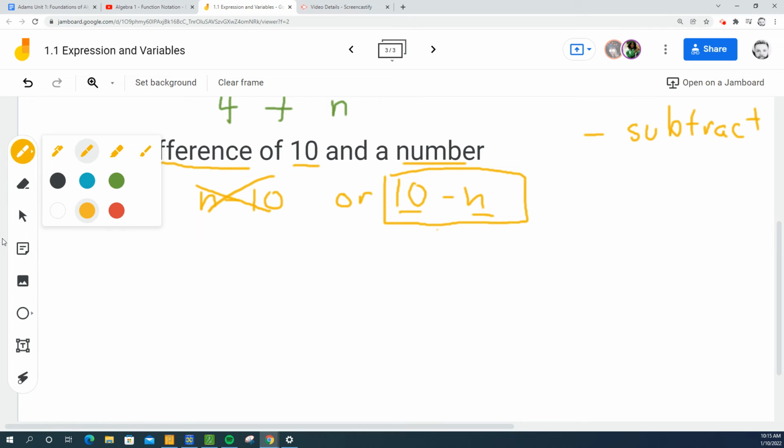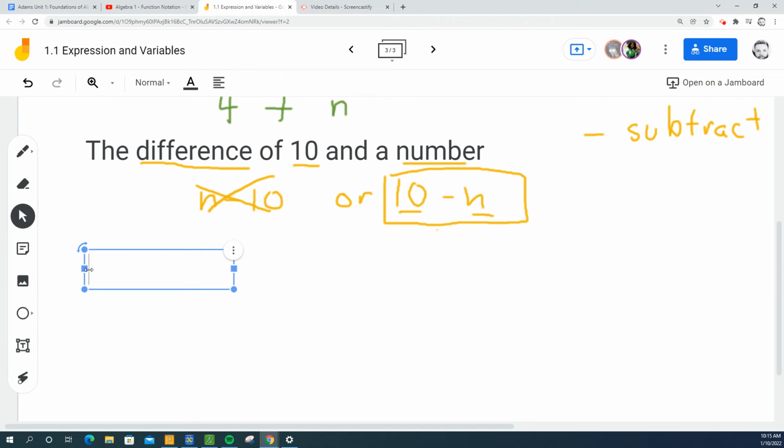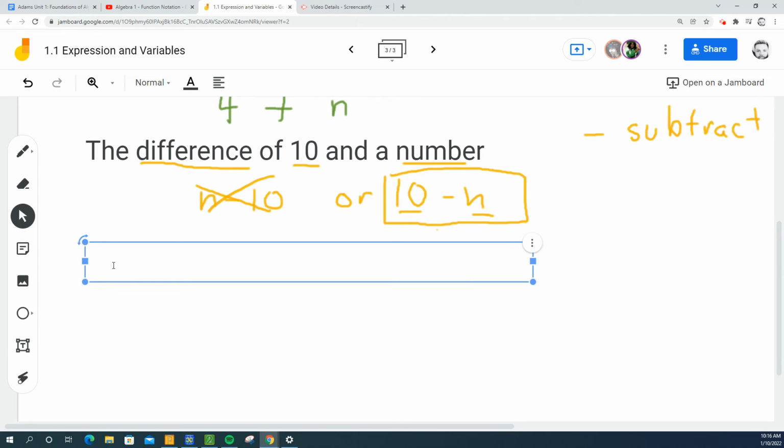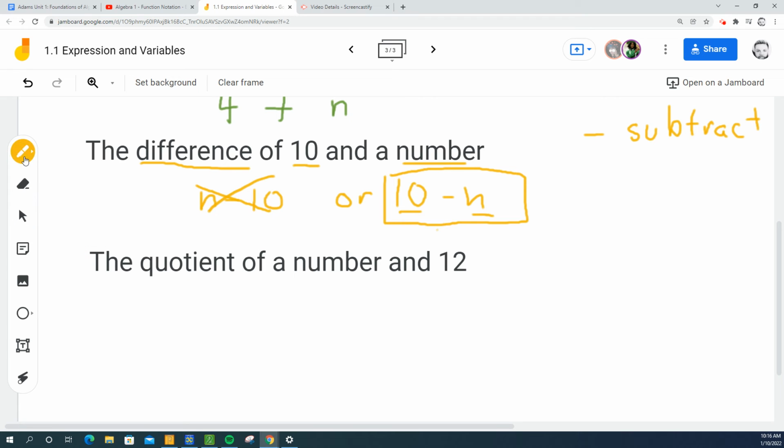What's left? We got one more to do. We did adding, subtracting, multiplying. What do you think the next one is? Dividing. No, that's a lucky guess. Let's see. So, does anybody know the word for that? Oh, I'm going to do this different. Of a number and 12. So, whoever said dividing, that's correct. Quotient is the answer to a division problem. So, this means to divide.